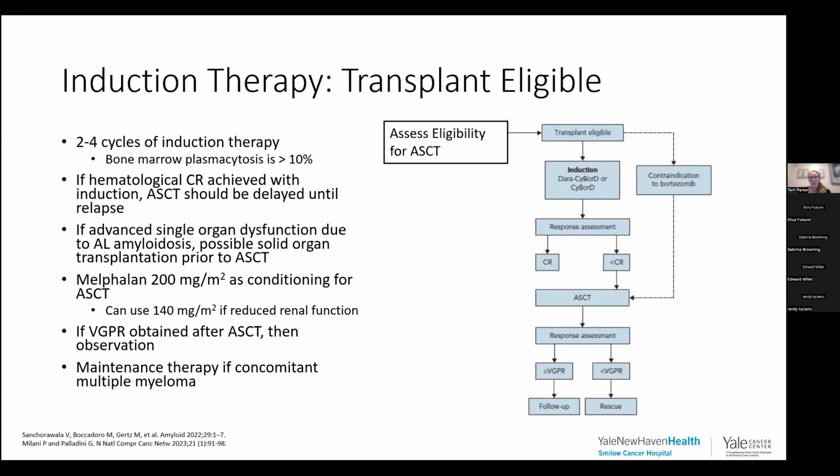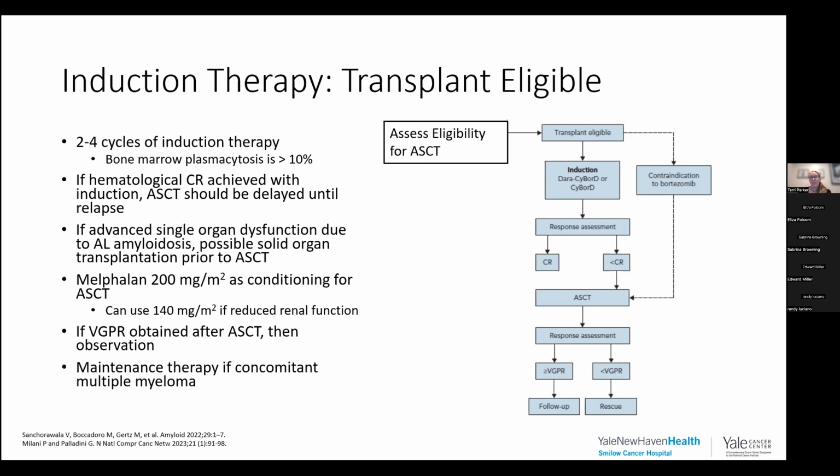Typically, induction therapy is recommended for any individual who has a bone marrow plasmacytosis, meaning involvement of their marrow by over 10% plasma cells. However, more often than not, we are proceeding with 2 to 4 cycles of induction prior to autologous stem cell transplant. If patients obtain a hematological complete response with induction, autologous stem cell transplant may be deferred. By starting induction therapy, it also allows us a faster time to potential organ response as well.